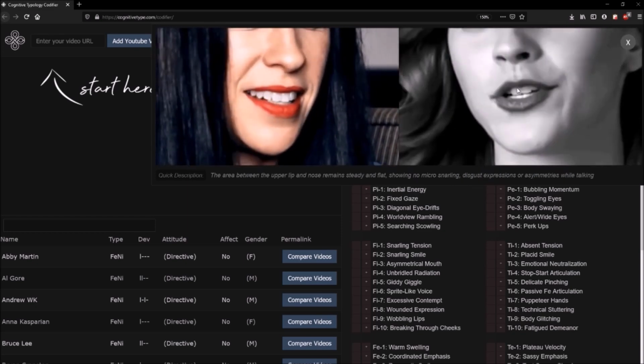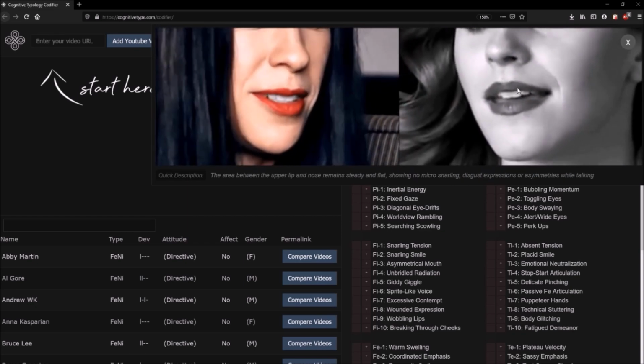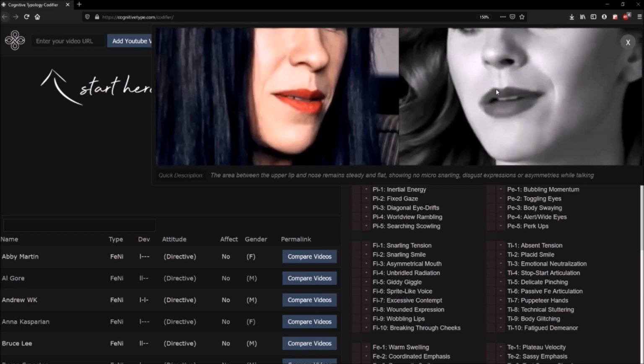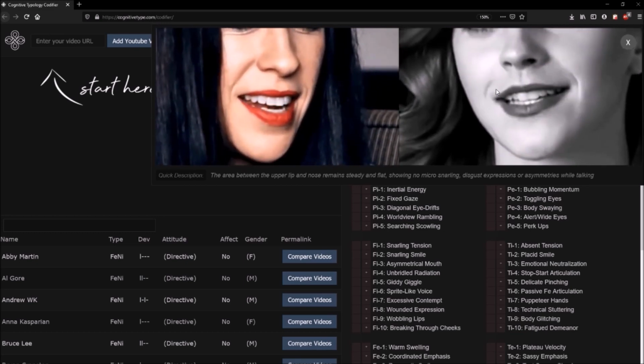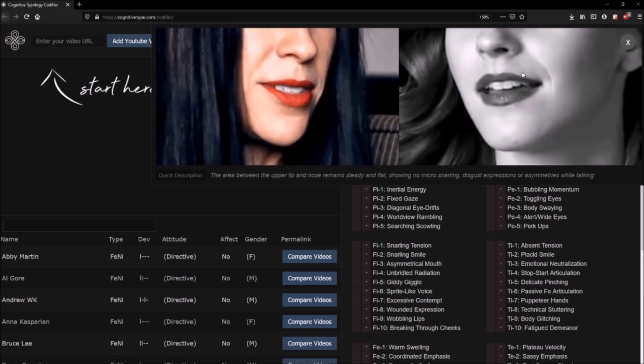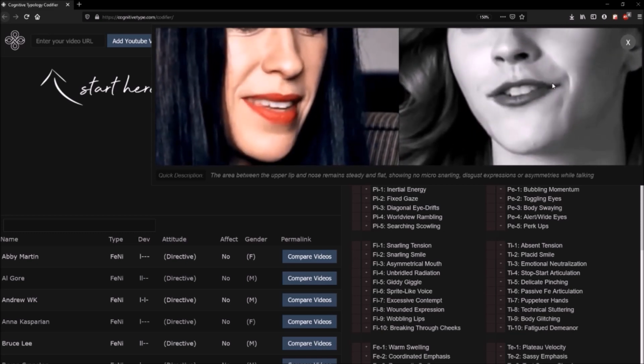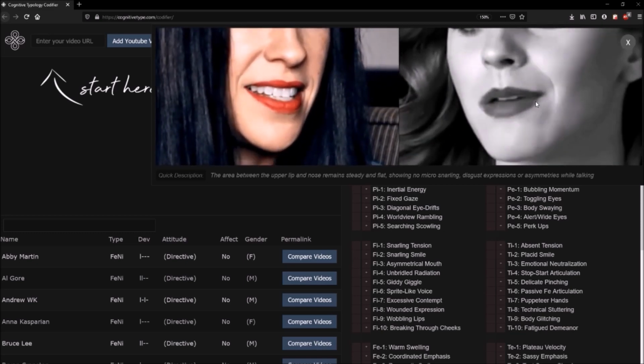while talking. So you notice when the talking is happening, the lips are generally symmetrical on both sides of the face, and there's no micro snarling or disgust signals pinging out as they are talking. The lips generally remain still, flat, and in the same shape throughout the whole time.